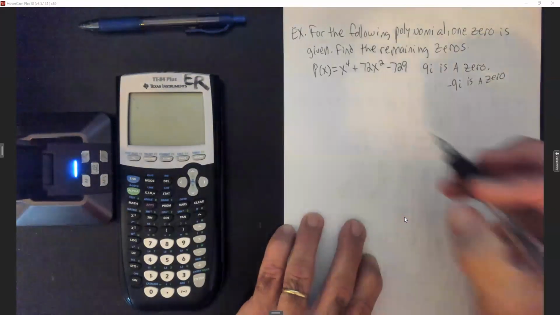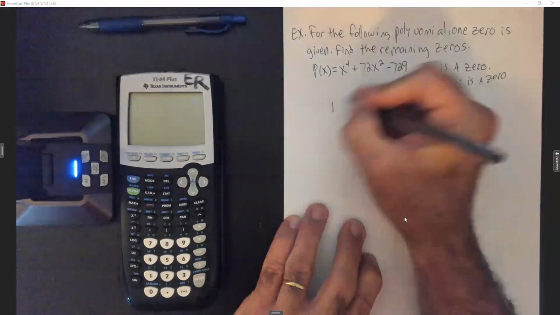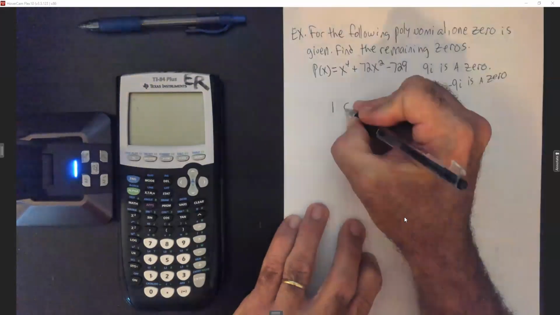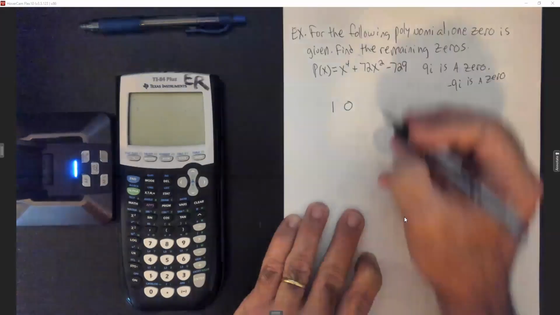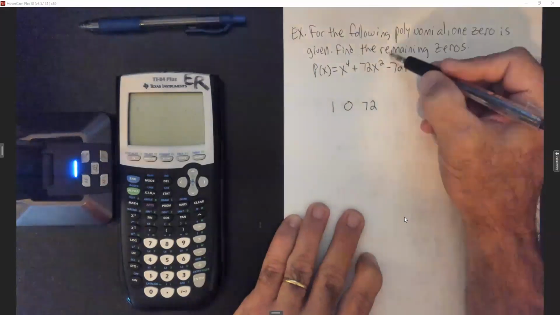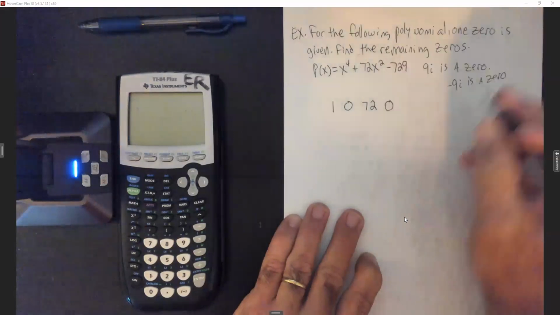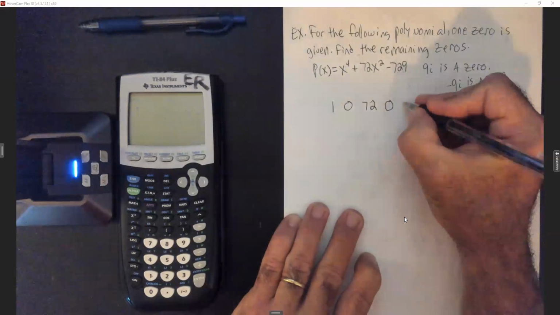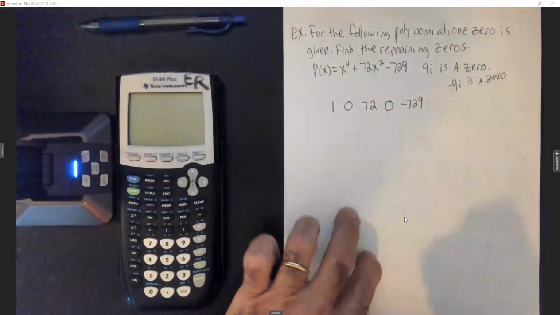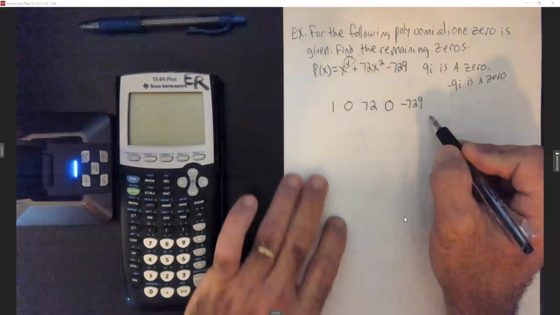So remember, synthetic division, I write my coefficients out. So I got a 1 for the x to the 4 term. There's not an x cubed term here, so I got to put a 0 for the x to the third term. My x squared term is a 72. I don't have an x term up here, so in place of the x term, I would put a 0. And then my constant number is a negative 729. Okay, so remember, when it's a degree 4, you add 1 to that, you got to have 5 numbers here. So I'm going to draw my little box thing.